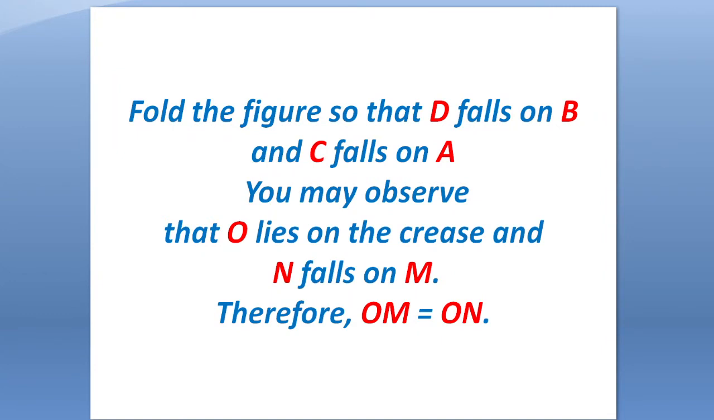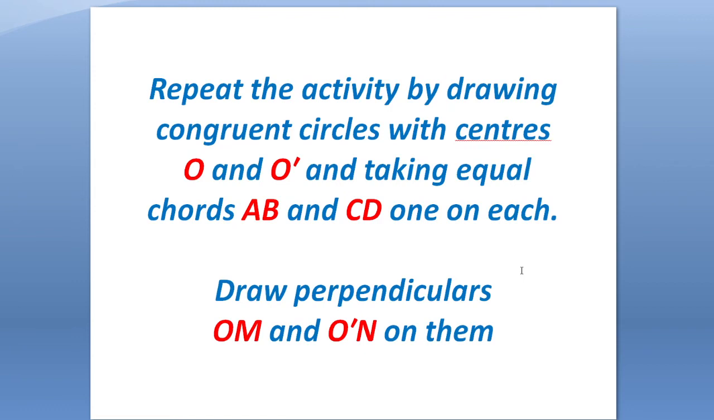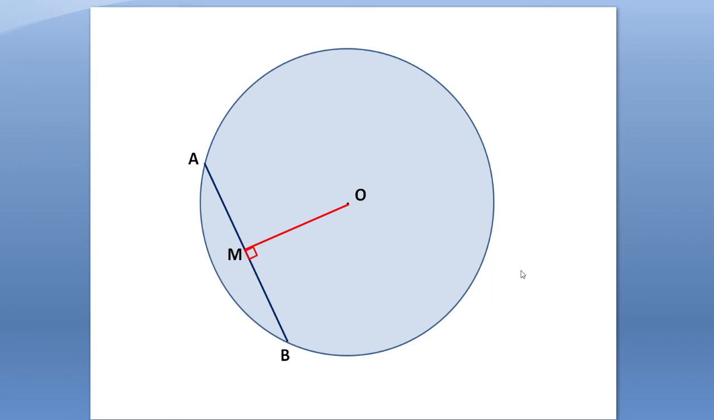So now see this figure. O is the center of the circle. AB and CD are chords of the circle. OM and ON are the distances from the center. So repeat this activity by drawing congruent circles also, with centers O and O dash, and taking equal chords AB and CD on each. See here like this and this.